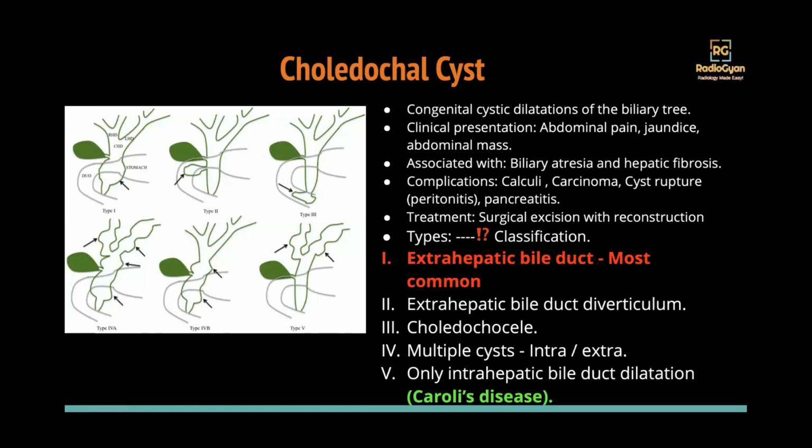We'll try not to go into subclassifications. So type 4 is associated with multiple cysts. And type 5 is a special type known as Caroli's disease, where there are multiple intrahepatic bile duct dilatations or multiple intrahepatic cysts. So if you remember the classification, the imaging appearance follows that, and it's easier to interpret the images that way, because otherwise on imaging there's not much to talk about.